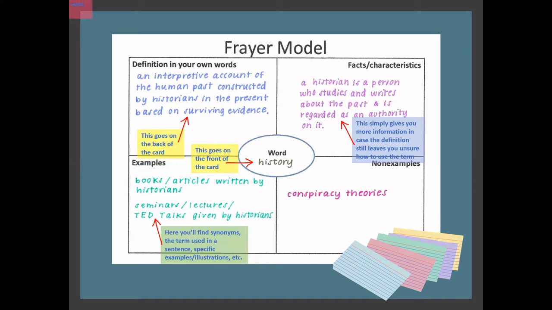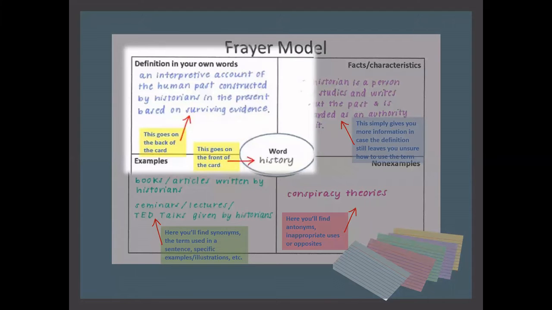And then the bottom two squares give you examples and non-examples. Examples, you'll find synonyms, the term used in a sentence, concrete illustrations. Non-examples, you'll see opposites or antonyms so that you can hopefully really visualize what this term means and what it doesn't. And then right here, the word and the definition are all you're going to put onto your flashcards.